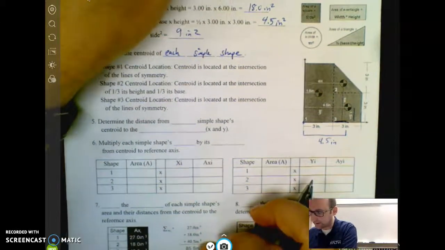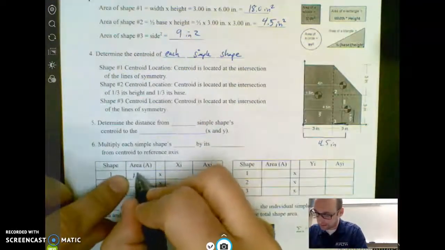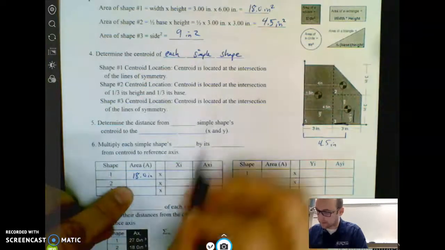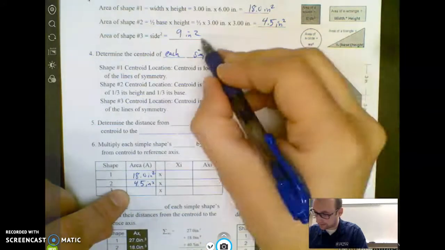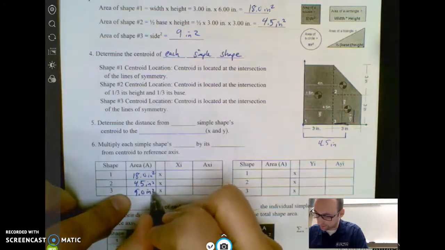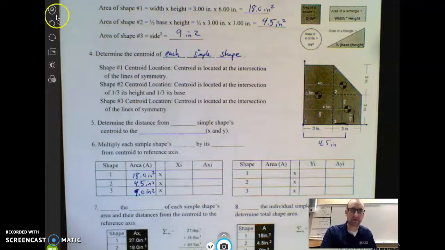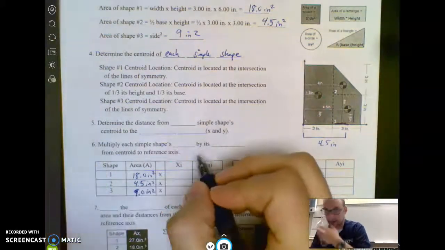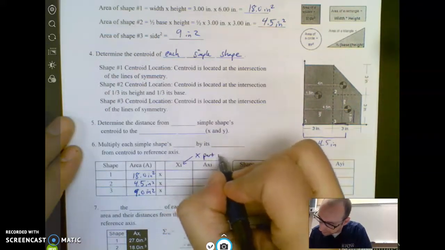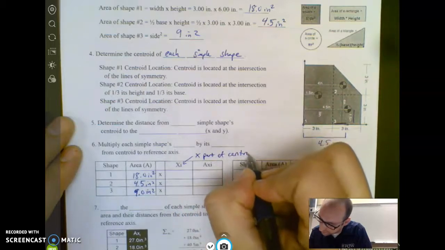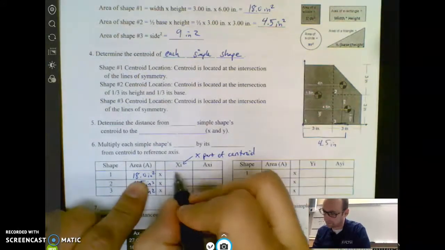So let's start writing these down. The area of shape 1 from up above was 18.0 inches squared, the area of shape 2 was 4.5 inches squared, and the area of shape 3 was 9.0 inches squared. Okay, now x_i, that means, hold on. When you see x_i, this is just the x part of the centroid, the center of mass, for each shape. So on my first one, remember, it was over 1.5.